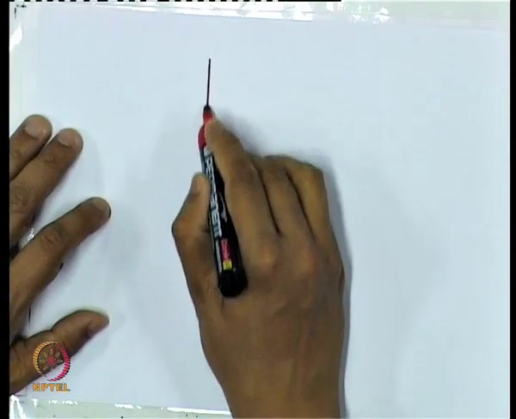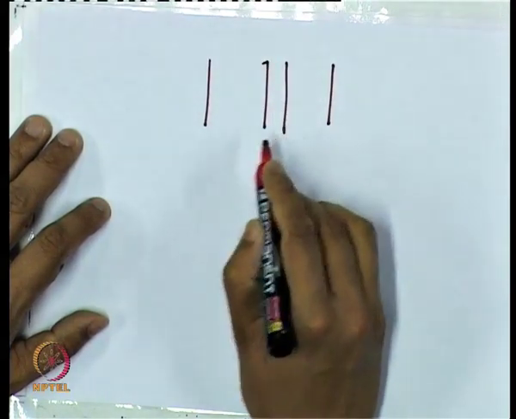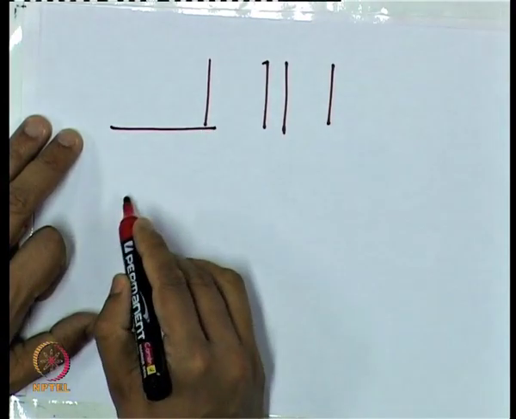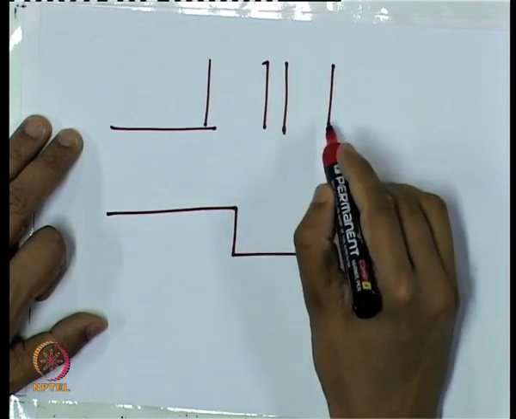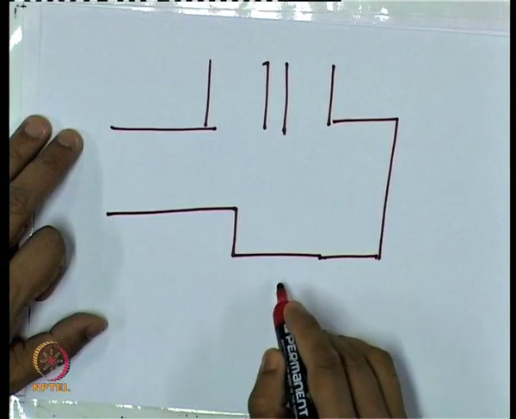The construction of that is like this. This is your coaxial cable, and this is your waveguide.